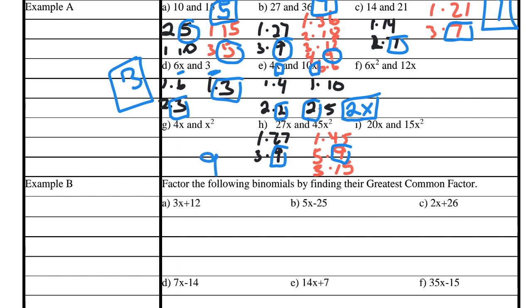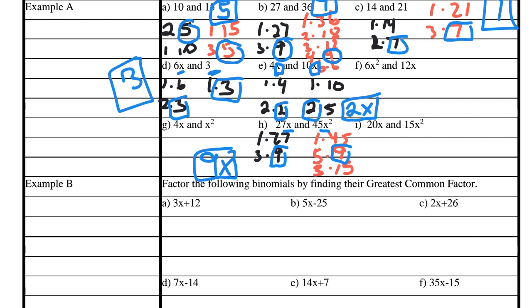So now I have to look at my x's. I see 27 has 1 x, and I see 45 has an x squared, or 2 x's. So they definitely have an x in common, so it'll be 9x. If 27 was x squared, then it would be 9x squared. But since it only has 1 x, I can only say they have 1 in common.